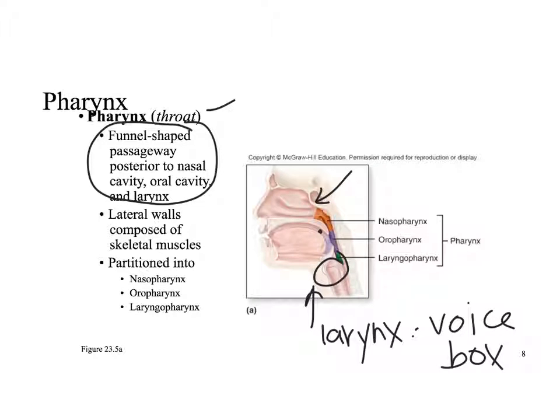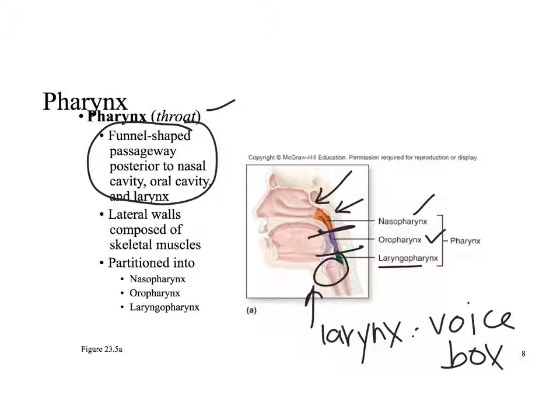Okay, now the pharynx is divided into 3 components. So the first part is the nasopharynx. Okay, so that's the most superior, and it's right behind the nasal cavity. Then we have oropharynx, which is right behind the mouth, and then the laryngopharynx, which is behind the larynx.